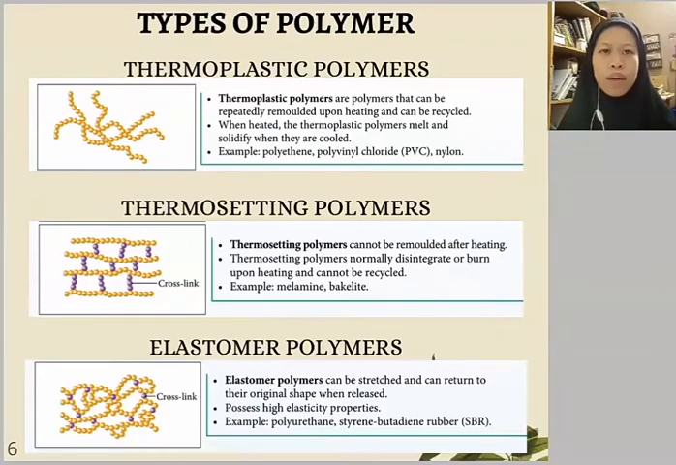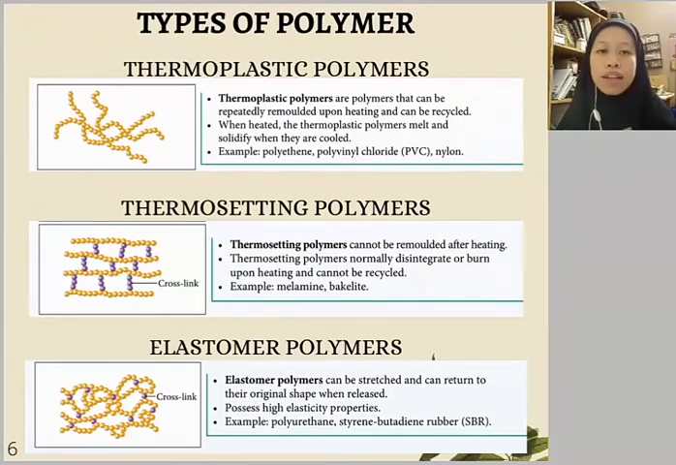So the first one, thermoplastic polymers. Thermoplastic polymers are polymers that can be repeatedly remolded upon heating and can be recycled. So this one can be recycled. And the second one is thermosetting polymers. Thermosetting polymers cannot be remolded after heating. Thermosetting polymers normally disintegrate or burn upon heating and cannot be recycled. So this one cannot be recycled, different from the first one, which can be recycled.